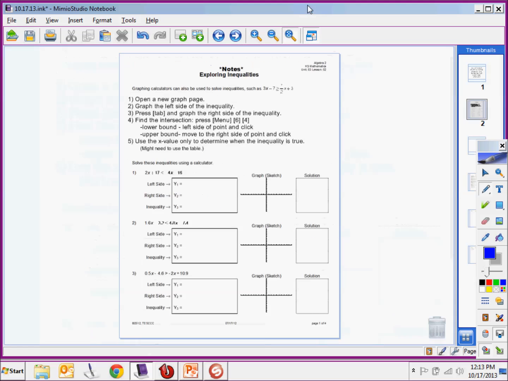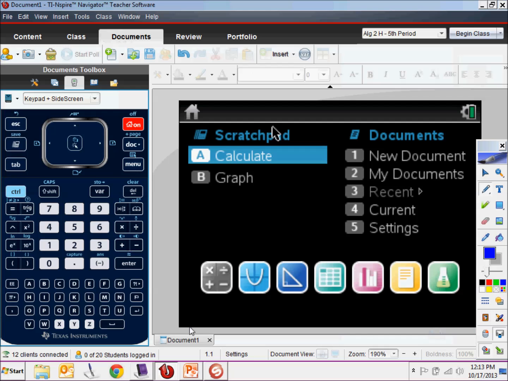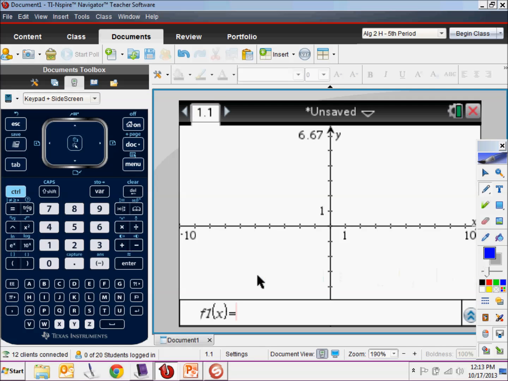So what we're going to do is follow what it said. So I'm going to open my window. I either can hit new document or I can click on this blue graph symbol. It starts a new graph page for me. Step 1 says open a new graph page. I did. Step 2 put in the left side of the inequality. So my left side says 3x minus 7.